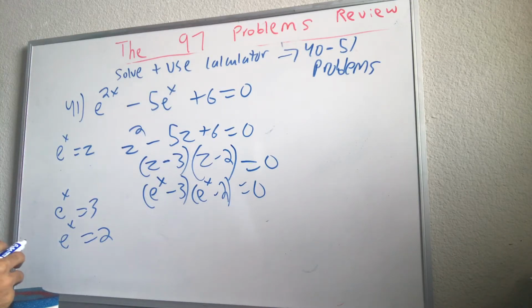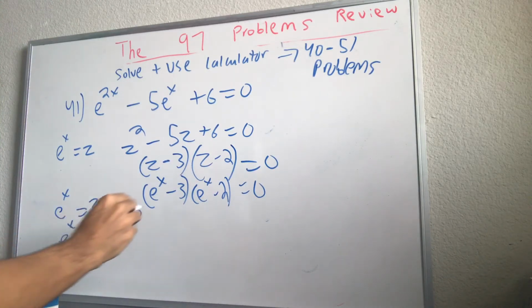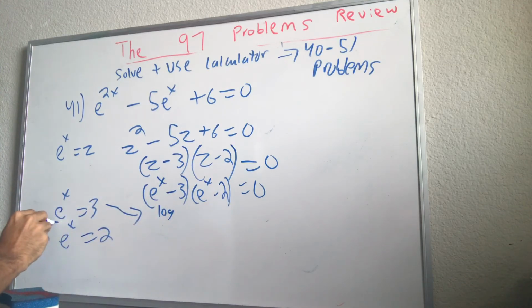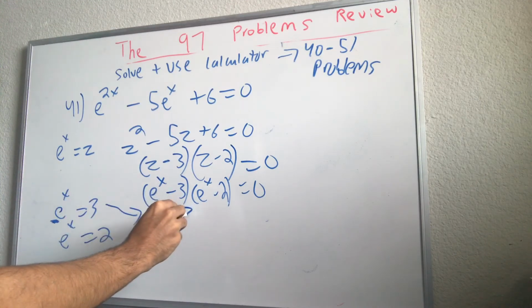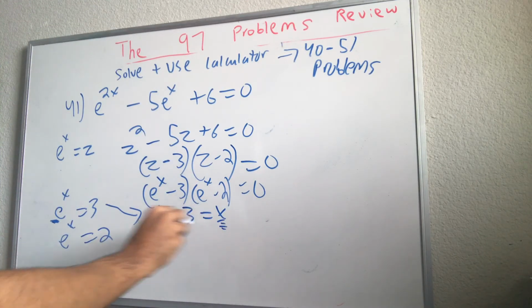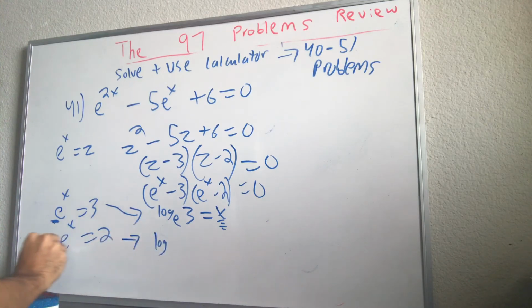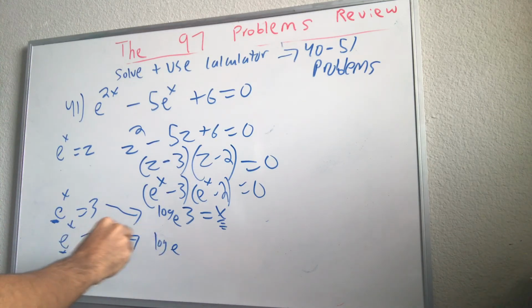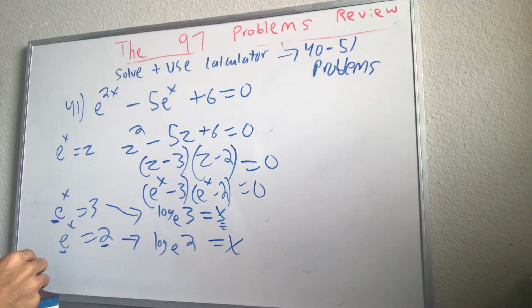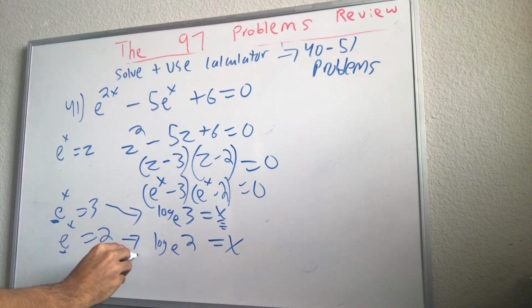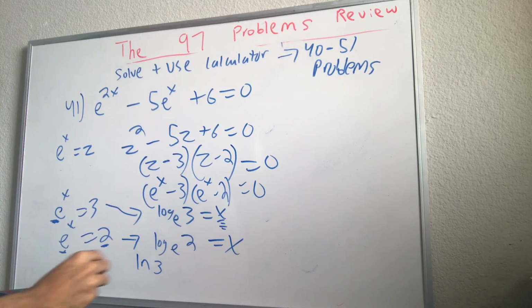Again, when we're talking about this, we want to put this into the logarithmic form to solve for x. So we say that log base e, because e is your base, of 3 is equal to x. x is your exponent here. Similarly, log base e of 2 is equal to x. When you say log base e of 3, that's just ln of 3. Log base e of 2 is just ln of 2. So ln of 3 and ln of 2 are two possible values for x.